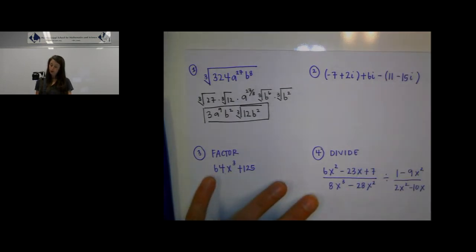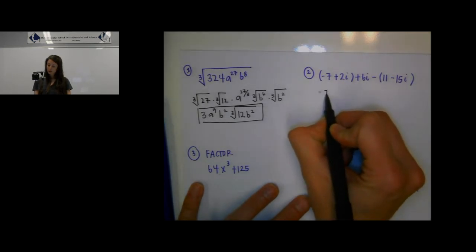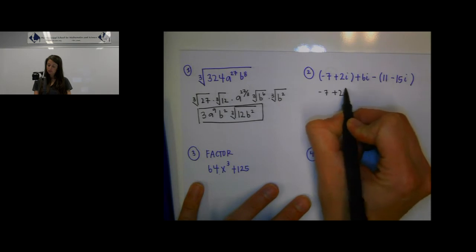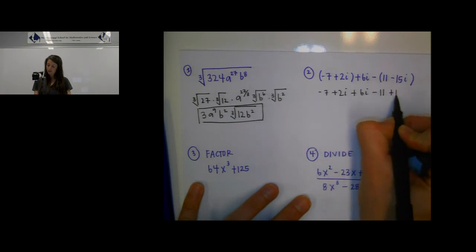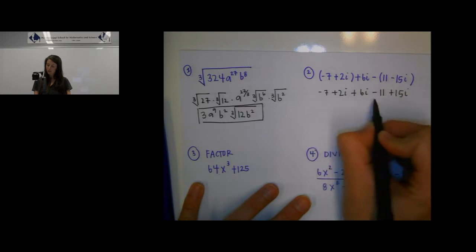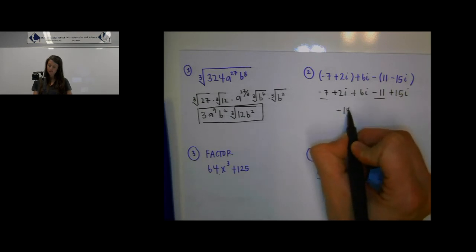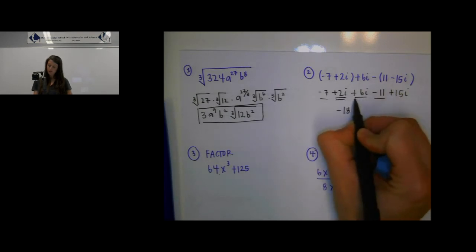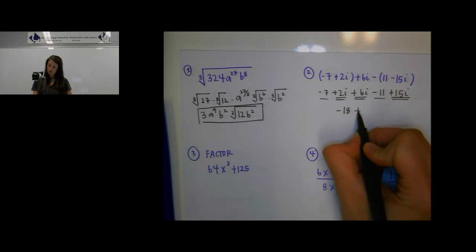Okay, remember your complex numbers, we have the imaginary number i with it. So when I simplify this, it'll be a -7 plus a 2i, plus a 6i minus an 11 plus a 15i. Combine your real numbers. So -7 minus 11 is -18. 2i plus 6i plus 15i. So that's 8i plus 15i, which is 23i.